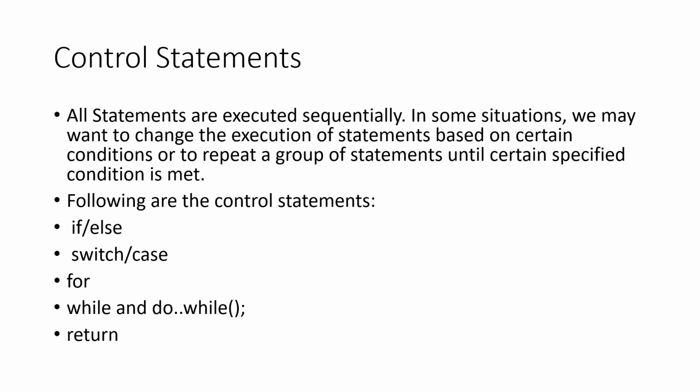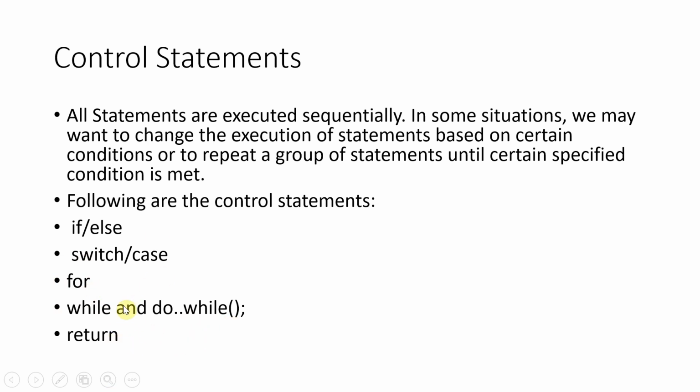The following are the control statements. First is the if and the else. Then if the if-else conditions increase, you have switch case, then you have for loops, which is a loop iteration, then while iteration, then do while iteration. And then all of this returns a value.